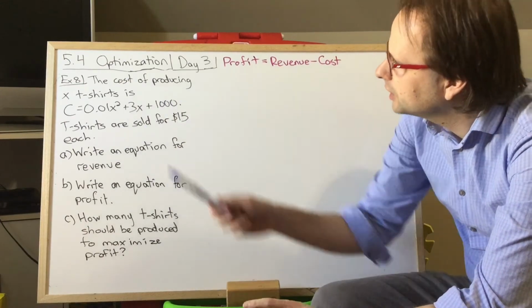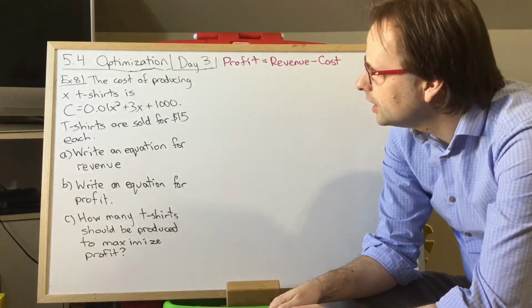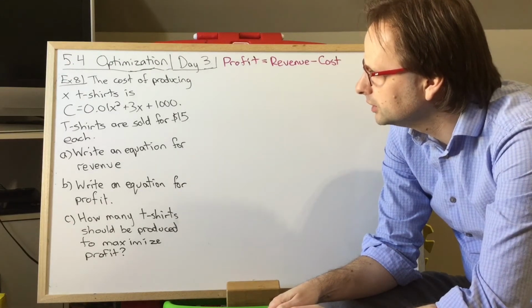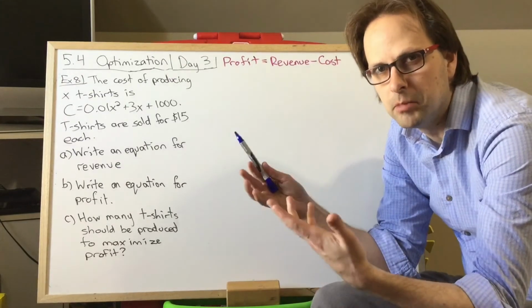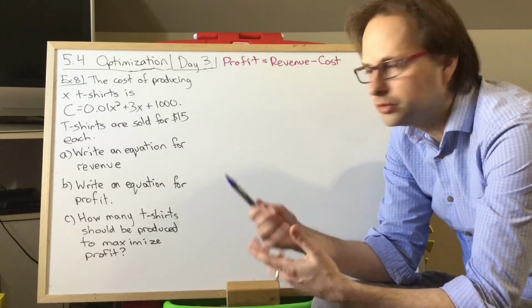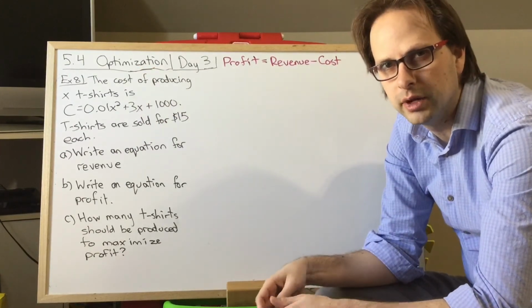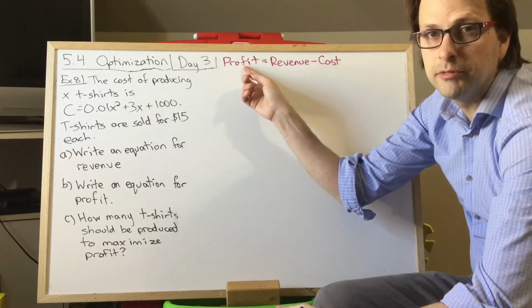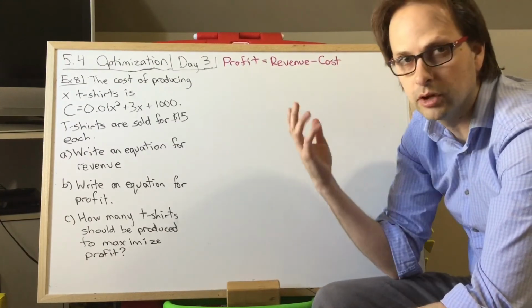So the cost of producing X t-shirts is given by this contrived polynomial over here, and then t-shirts are sold for 15 bucks each. And what you might be interested in is, how do I make sure that I make the most money that's possible? And as soon as you say those words, the most, then we know that it's an optimization question. We want an ideal situation. Generally, profit is revenue minus cost, so it's money that comes in minus money that goes out.